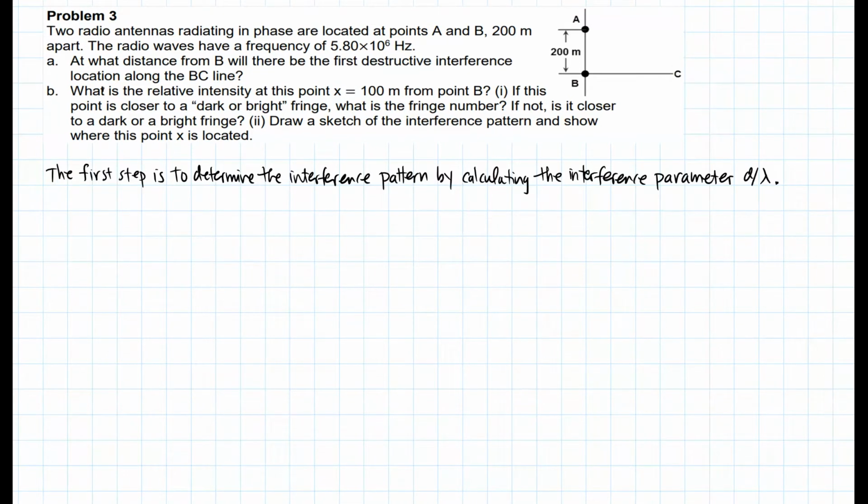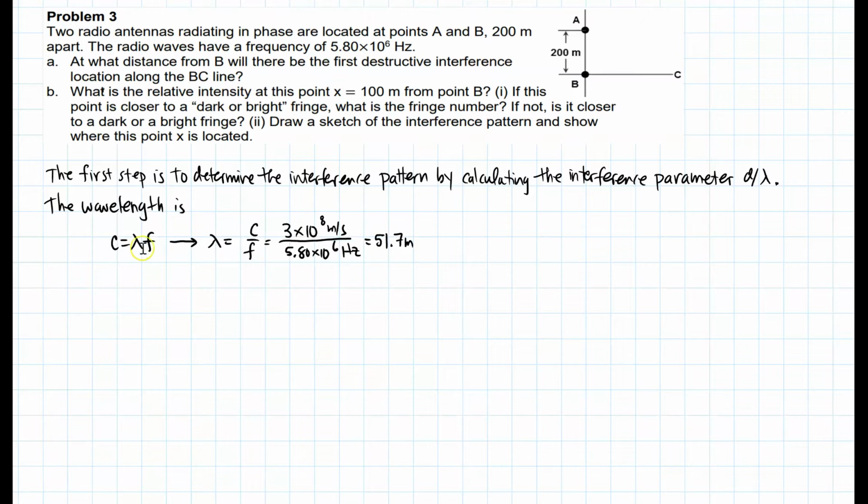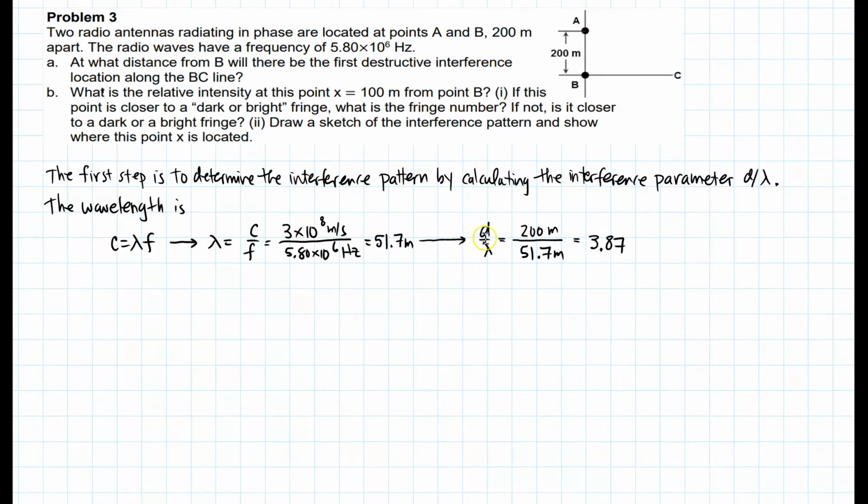First step is to determine the interference pattern by calculating the interference parameter, d over lambda. The wavelength of the radio antenna is given by c equals lambda times frequency. So lambda, when you plug in the speed of light, gives you 51.7 meters. Then the parameter d over lambda is 3.87 to 3 sig figs.